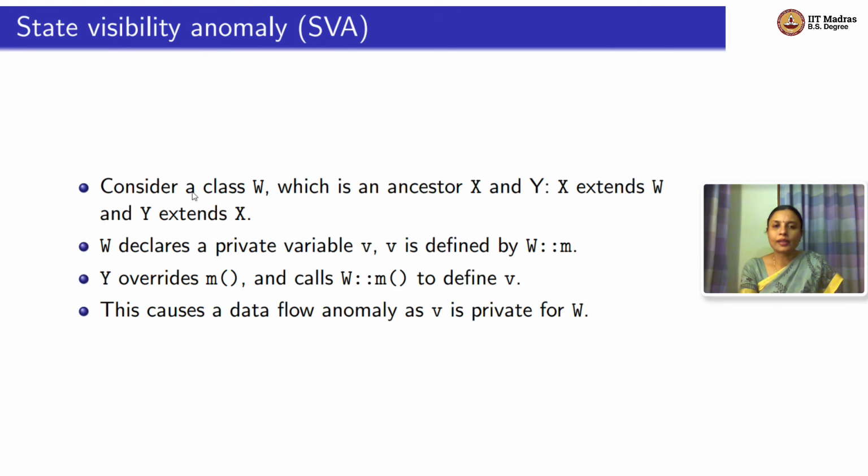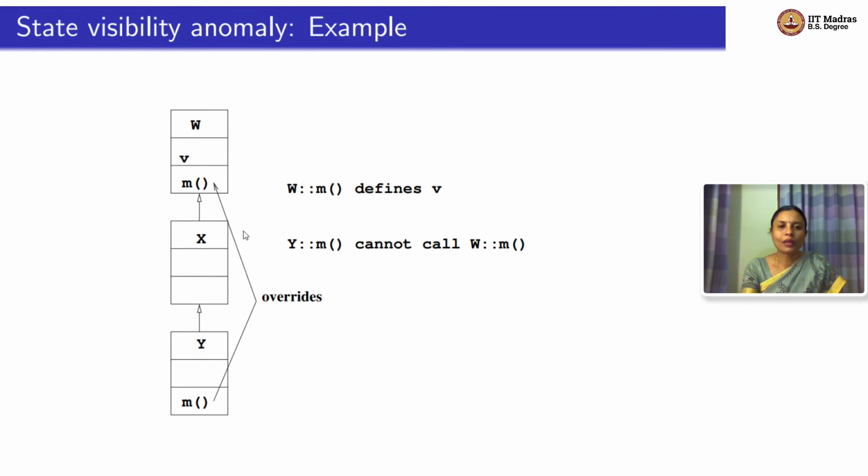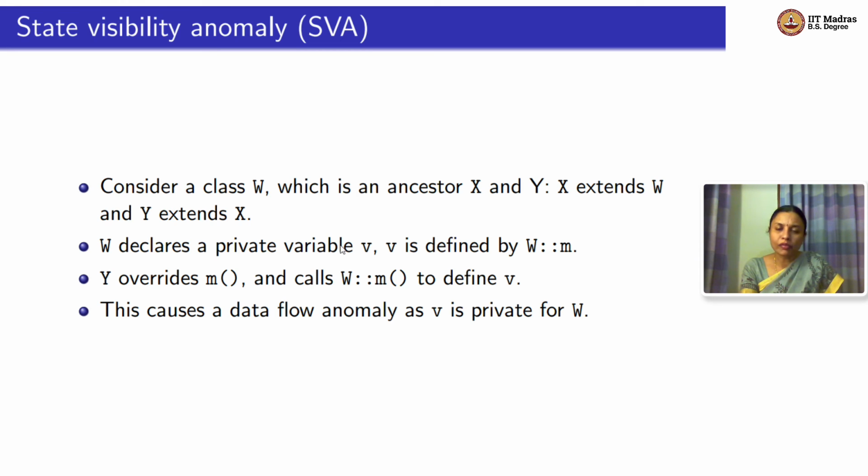Here is another example. Consider a class W, which is an ancestor of X and Y. X extends W and Y extends X. This kind of picture that you see on the left. W declares a private variable V, and W also has a method, let's say M, that defines the variable V. The descendant class Y overrides M and calls W's M to define V. This can cause a data flow anomaly because the variable V, if it was private to W, which it is, then there's a problem because Y cannot access it properly.